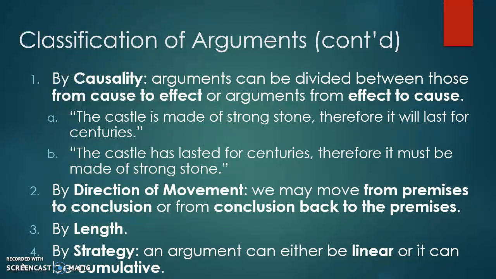Two, by direction of movement. We may move from premises to conclusion or from conclusion back to premises. By length. That's pretty self-explanatory. By strategy. An argument can be either linear or it can be cumulative.